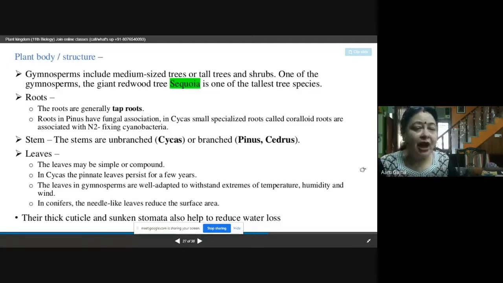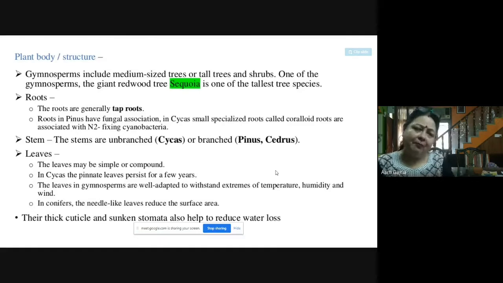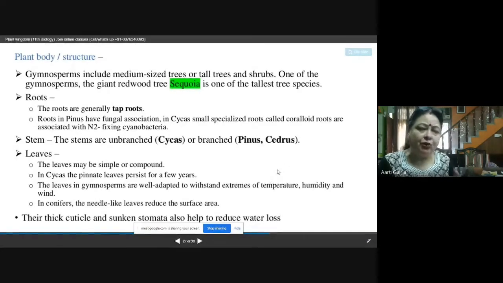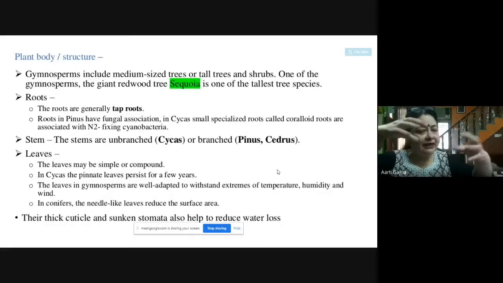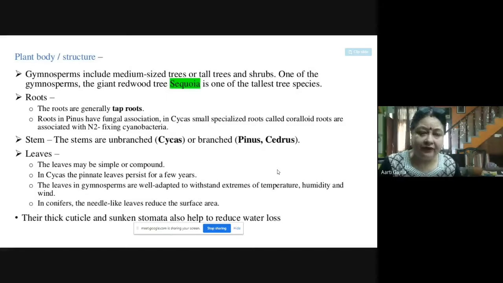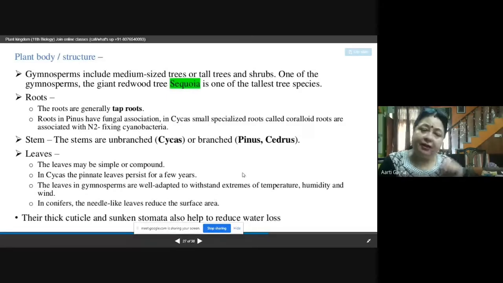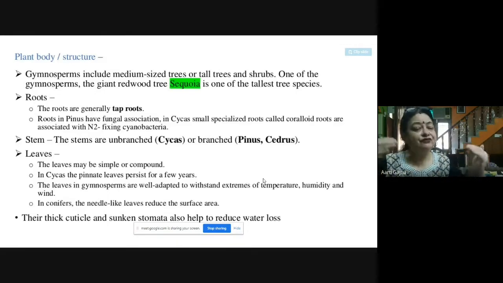Now the stem is unbranched in case of cycas, and it can be branched in case of pinus and cedrus. Leaves may be simple or compound. Simple and compound leaf, you may not be knowing it. Simple is one leaf, and if there is an axis and there are many leaflets, that is called compound leaf. So here you can find compound as well as simple leaves. In cycas, the pinnate leaves persist for a few years. That means in cycas, you will find the leaves for many years.